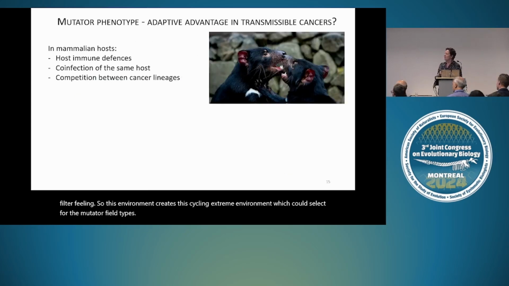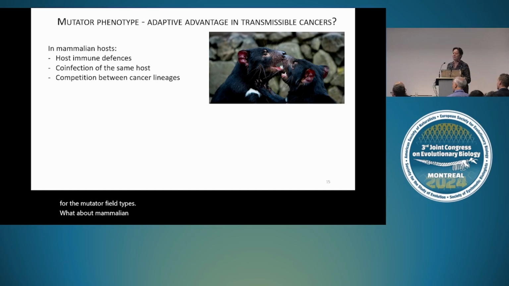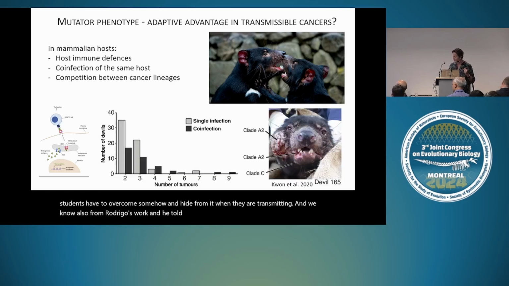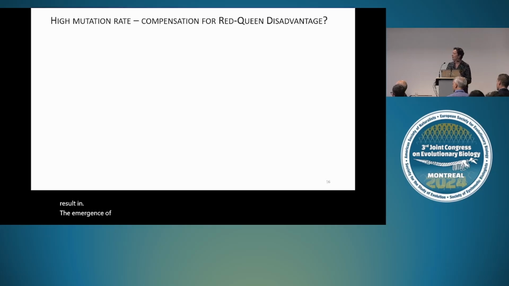What about mammalian hosts? Well, they have an adaptive immune system, which the cancer cells have to overcome somehow and hide from when they are transmitting. We also know from Rodrigo's work, and he told me he won't talk about it too much, unfortunately, that co-infection of cancer cell types and cancer cell lineages can occur in the host, and they can compete for the host, which creates a competitive environment that will result in the emergence of mutator phenotypes.